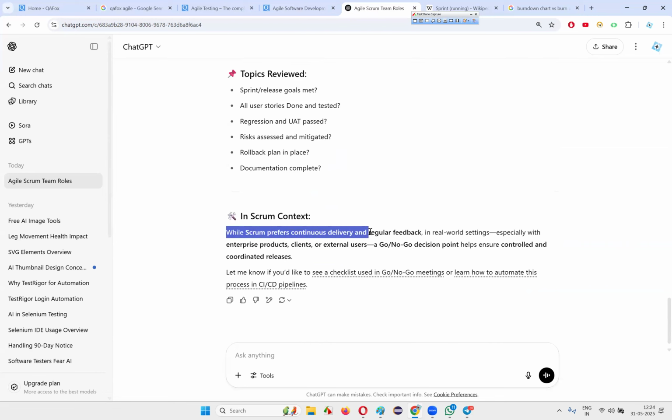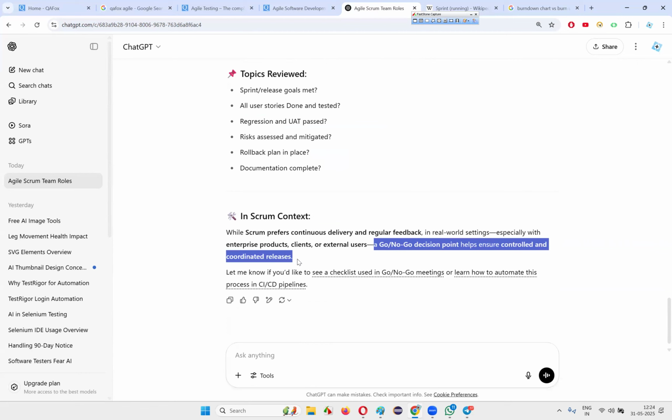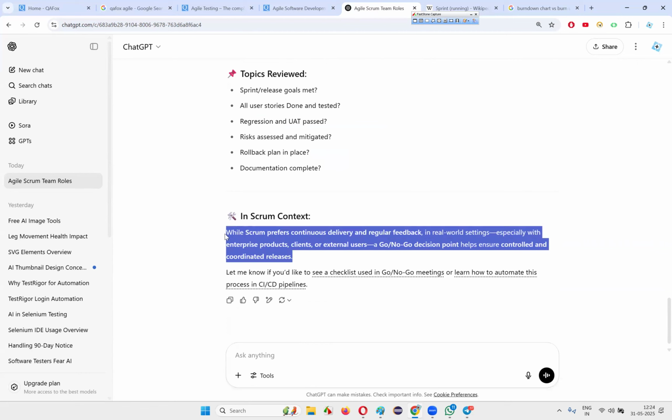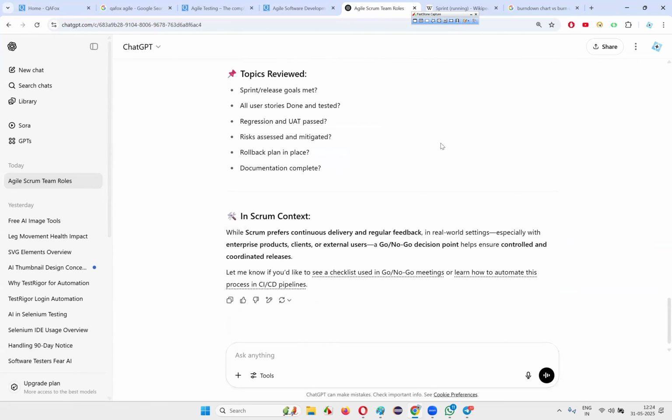While Scrum prefers continuous delivery and regular feedback, in real-world settings, especially with enterprise products, clients, or external users, a go or no-go decision point helps ensure controlled and coordinated release. A meeting conducted to make sure we can release the software into the market is called a go/no-go decision point or meeting. Clear? Any other things, guys?